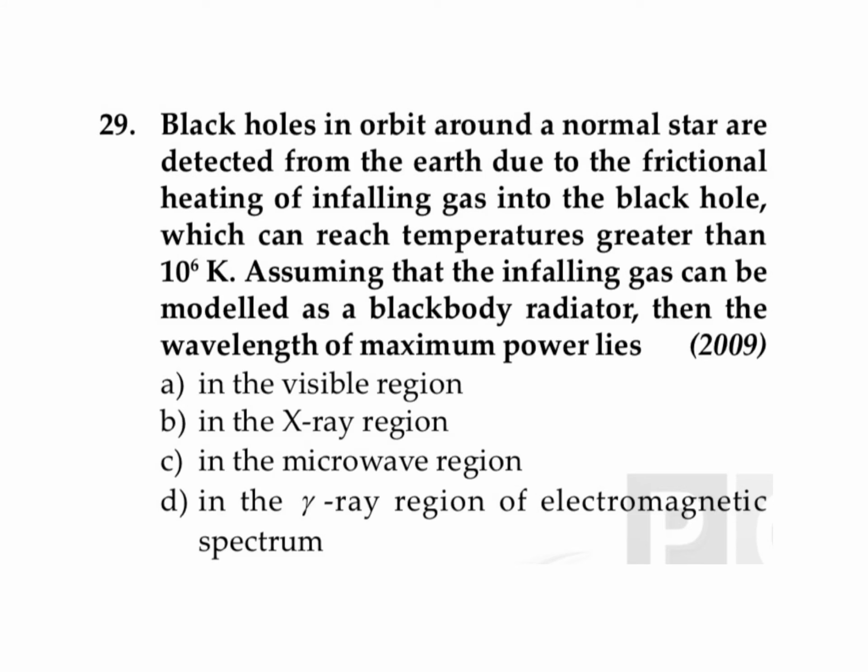Black holes in orbit around a normal star are detected from the Earth due to the frictional heating of infalling gas into the black hole, which can reach a temperature greater than 10^6 Kelvin. Assume that the infalling gas can be modeled as black body radiation, then the wavelength of maximum power lies.